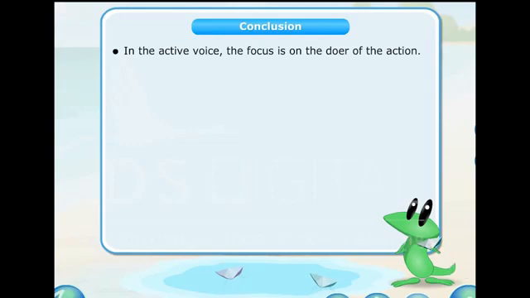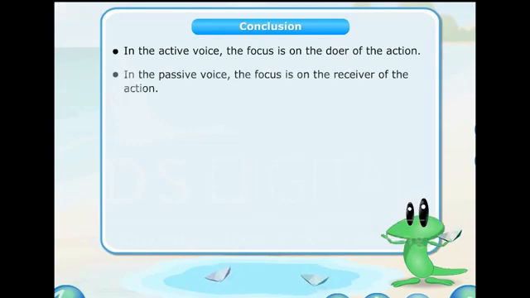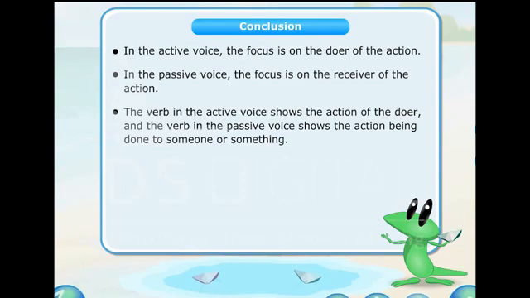Okay, let's look at what you have learned. In the active voice, the focus is on the doer of the action. In the passive voice, the focus is on the receiver of the action. The verb in the active voice shows the action of the doer, and the verb in the passive voice shows the action being done to someone or something.